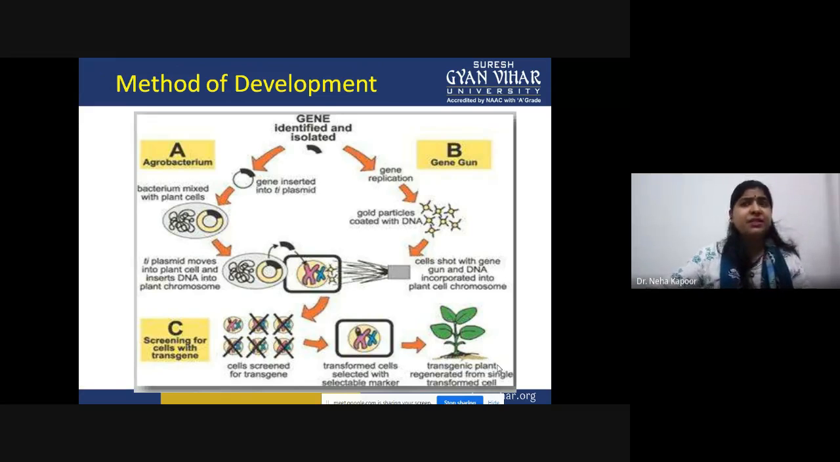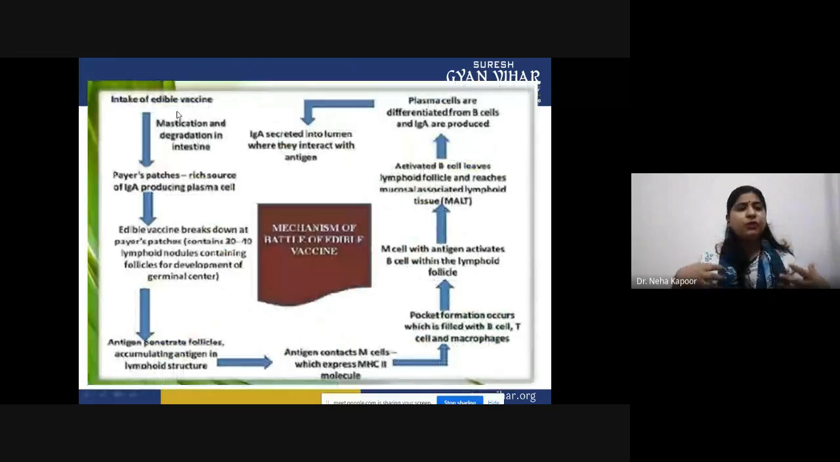And what happens is, whenever you are eating these edible vaccines, the first process is mastication and degradation in the intestine. This complete thing happens in the case of Peyer's patches that are present in the ileum of the small intestine. At that time, in response to any kind of infection, the M cells that are present in the Peyer's patches recognize that antigen.